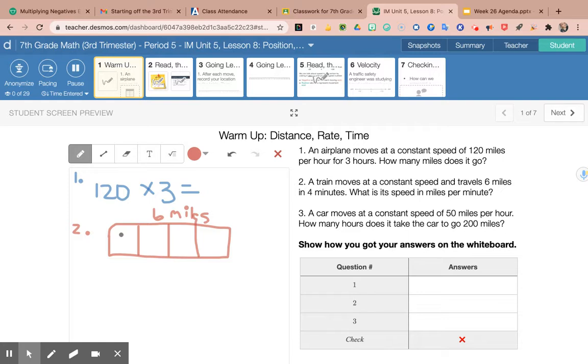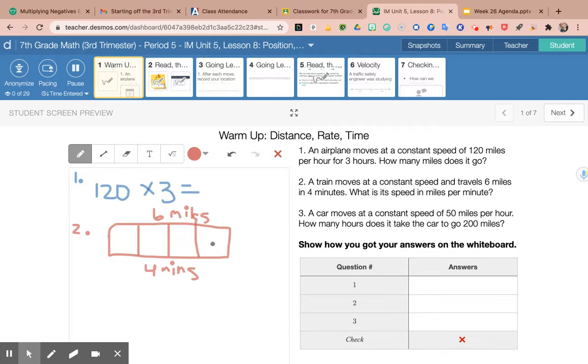So let's draw, again, there's no right way to draw a picture. I'm just showing you. This is 1 minute, 1 minute, 1 minute, there's 4 of them. So these 4 minutes. I drew 4 boxes. So the total is 6 miles for 4 minutes. What is the speed in miles per minute? So they want to know how many miles does it go in 1 minute.